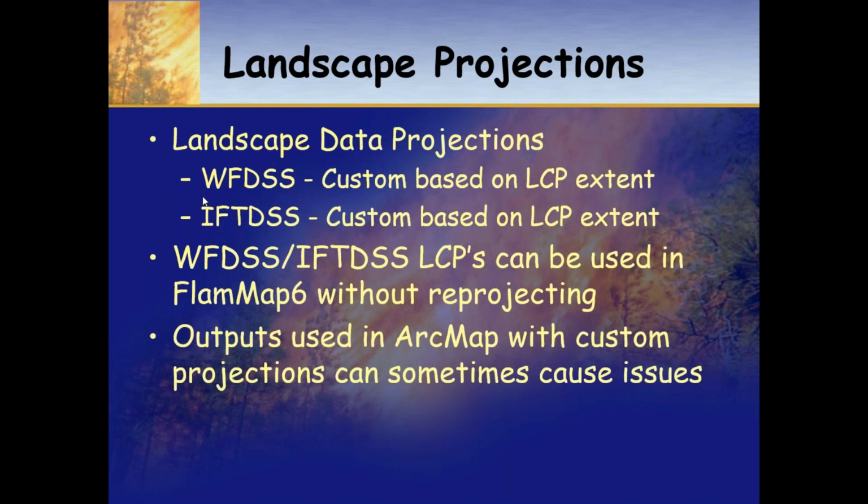So, landscape data projections: WFDSS and IFTDSS have dealt with this by building custom projections, every one based on the landscape extent that you draw when you're creating your landscape within them. Because these are projected appropriately to be a north-top orientation, you don't have to reproject them. You can use them in FlamMap 6 with no other adjustment to those landscapes.